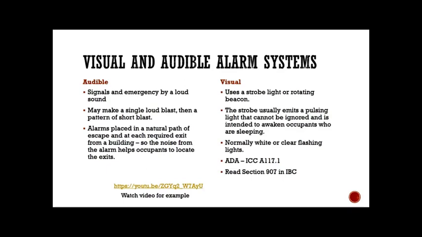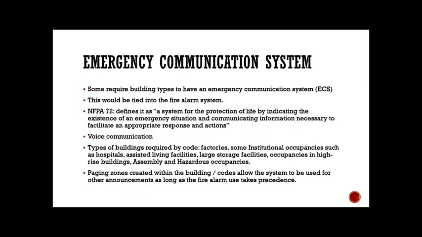Now I've also put a video link, which is a great 2-minute example of how all the audible and visual alarms work. And you will notice how the doors automatically close if we're going from one type of hourly rating to another. So we're trying to compartmentalize certain areas. You also notice that the exit signs will flash. So make sure you watch the video.